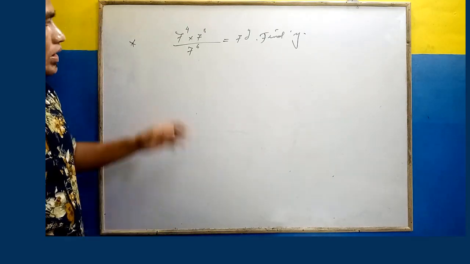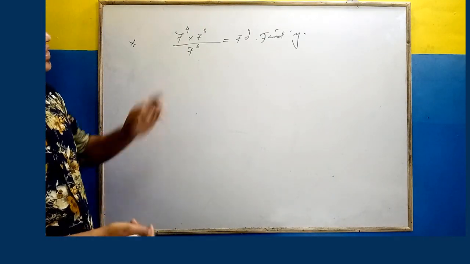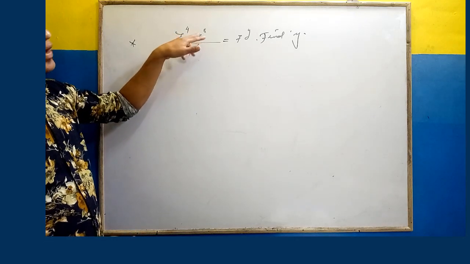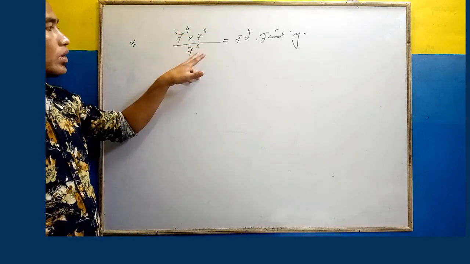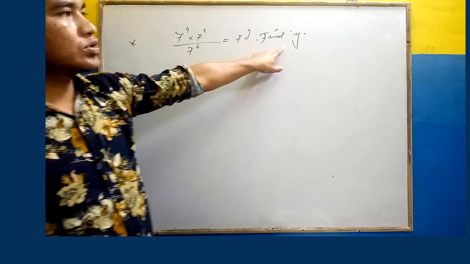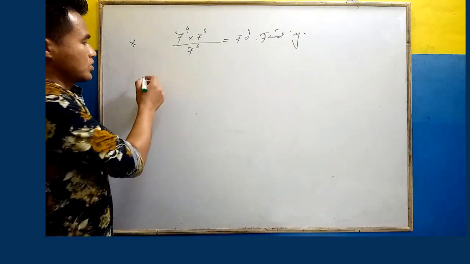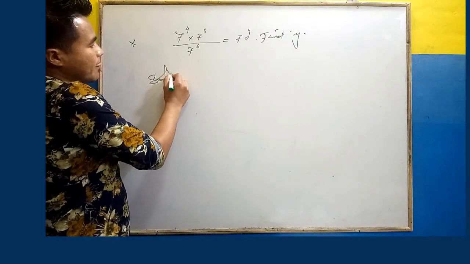Okay, now let us look at this question again. 7 raised to the power 4 into 7 raised to the power 8 divided by 7 to the power 6 is equal to 7 to the power y. The question asks to find the value of this y.